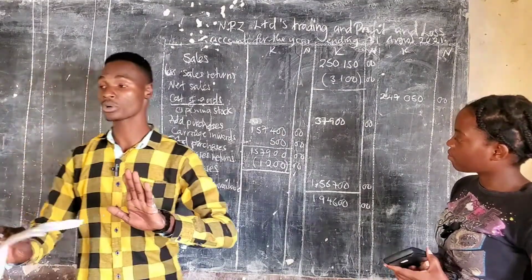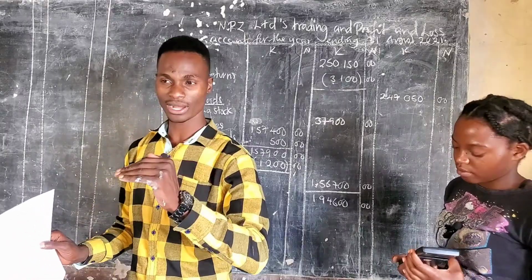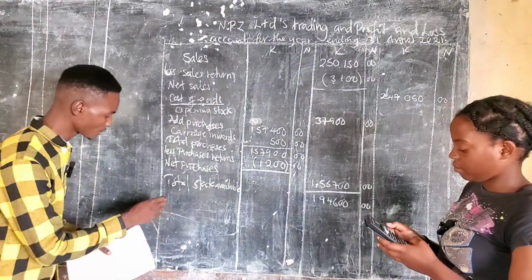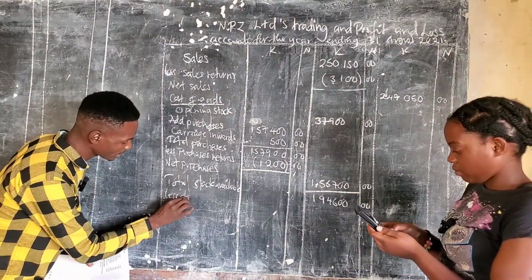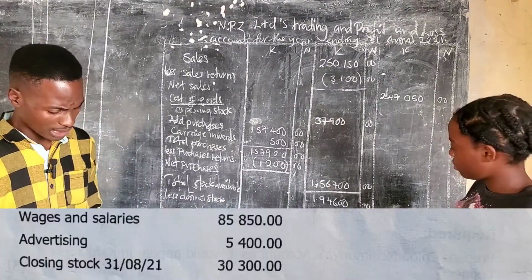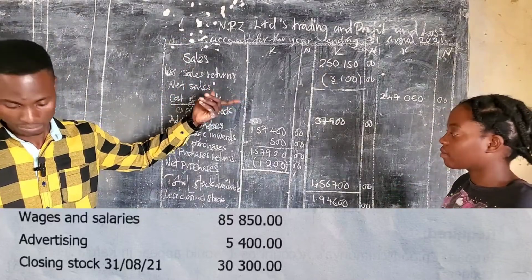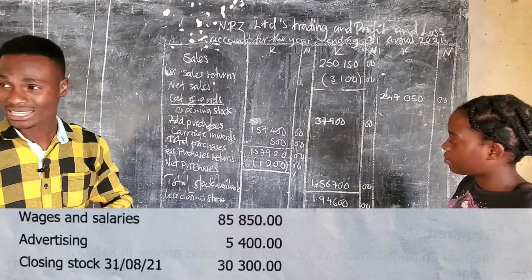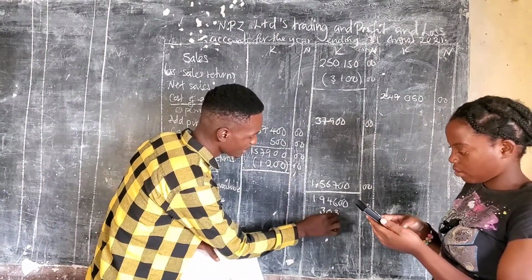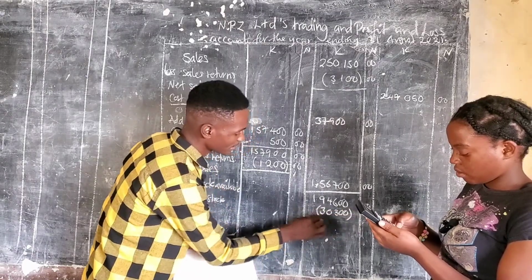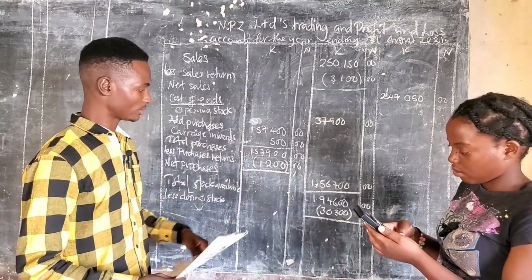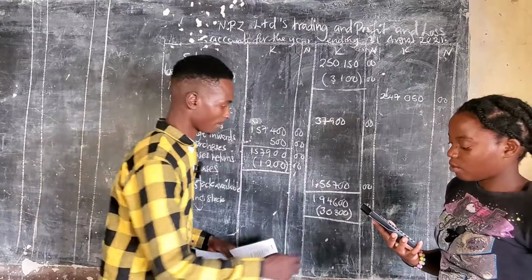Now, to the total stock available, we are going to subtract the what? The closing stock. So since we're subtracting, we're going to write closing stock. Now we check. The stock that remained is the closing stock from 2021. Closing stock 30,300, right? Yes. You're subtracting, so you underline. Guys, don't forget to subtract. What's the difference?